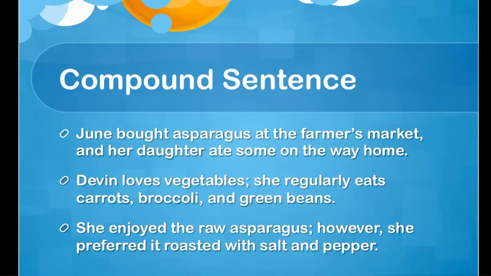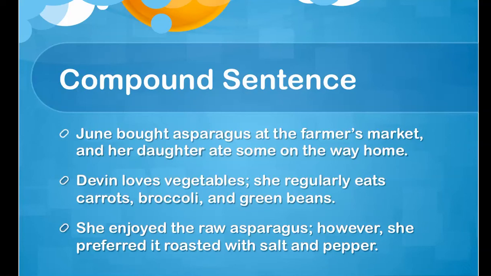So here are some examples. June bought asparagus at the farmer's market, and her daughter ate some on the way home. Here I have a compound sentence because I have two independent clauses. June bought asparagus at the farmer's market could be a sentence by itself. So could her daughter ate some on the way home. These two independent clauses are joined by the FANBOY and a comma to create a compound sentence.